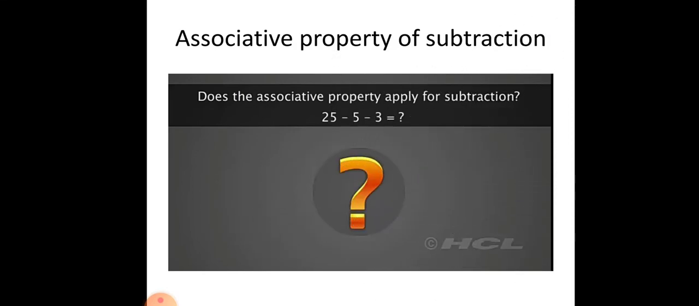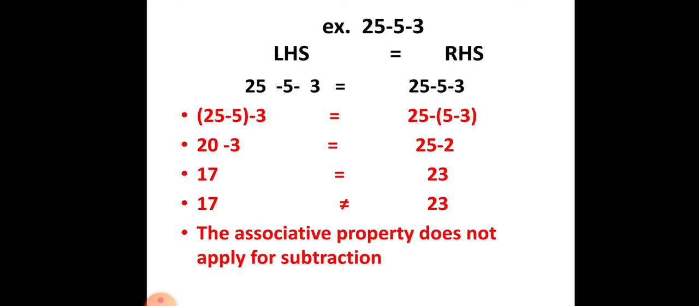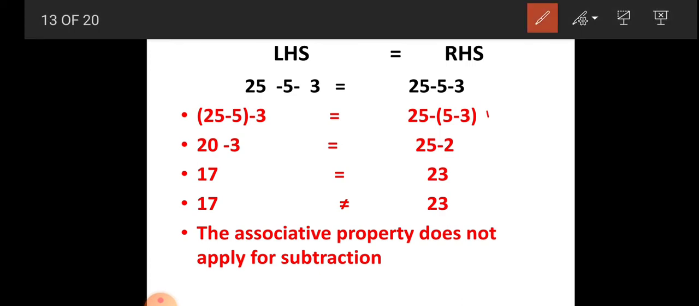Associative property of subtraction. Does the associative property apply for subtraction? 25 minus 5 minus 3. Look at this, left hand side and right hand side. We will make a group of the first two numbers, 25 minus 5, then minus 3. In the right hand side, we will make the last two numbers a group, 5 minus 3.